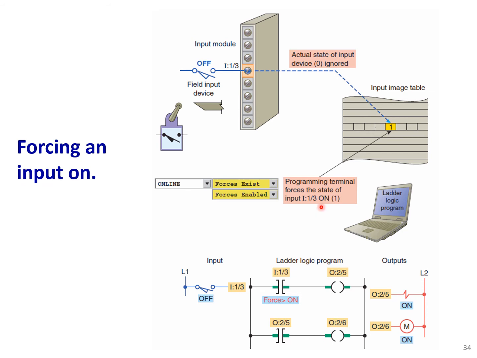So here you see what happens inside the program. Normally, when the switch is off, I3 is false and the output should be off. But when we force it on, it becomes on.